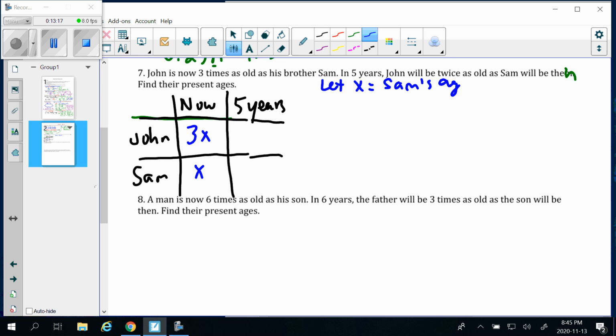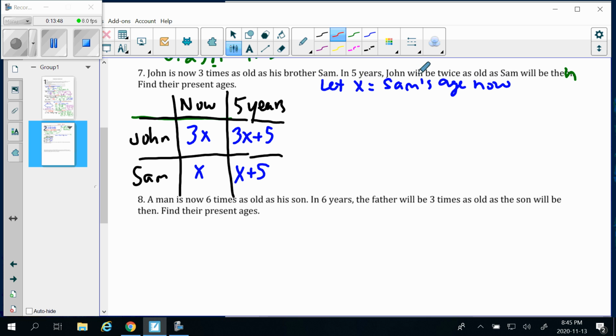It's really important that you say whose age, not just age, and also when, like now or in 5 years. It is now. In 5 years, John will be twice as old as Sam will be then. Now, before I use this clue, I already know an expression for 5 years from now, because everybody gains 5 years in 5 years. So this is x plus 5, and this is 3x plus 5. And I don't even need the clue in here to tell me that, because I know that everyone ages by 5 years in 5 years.